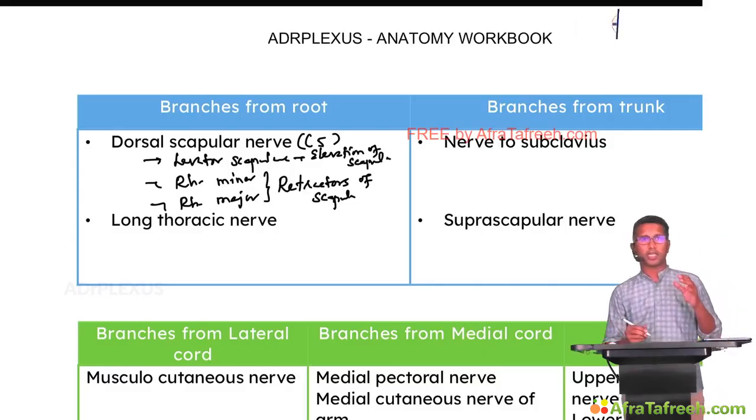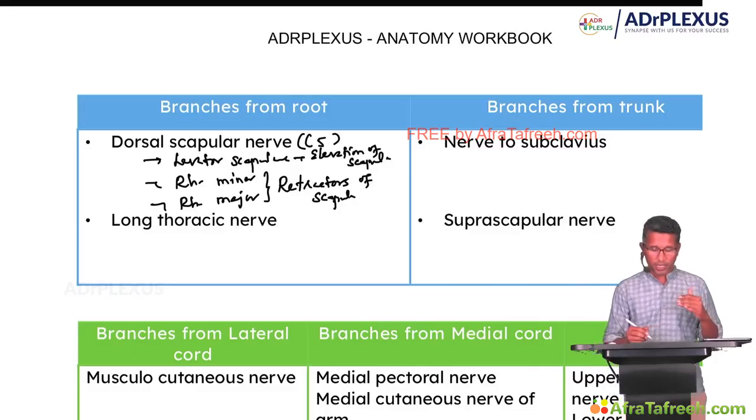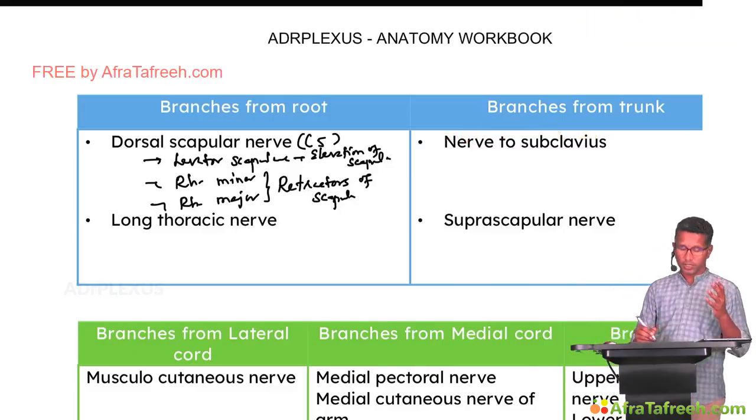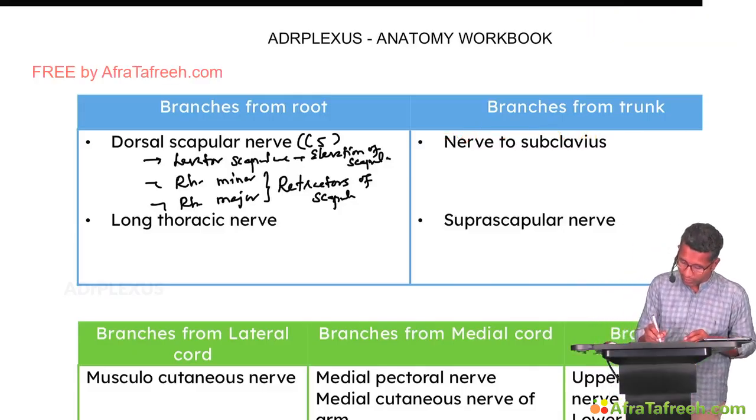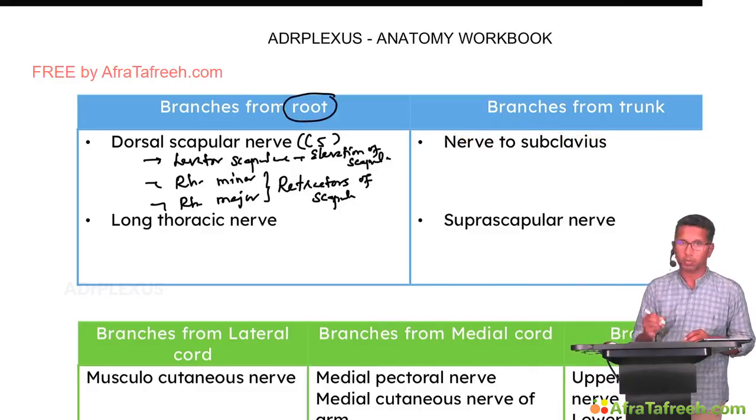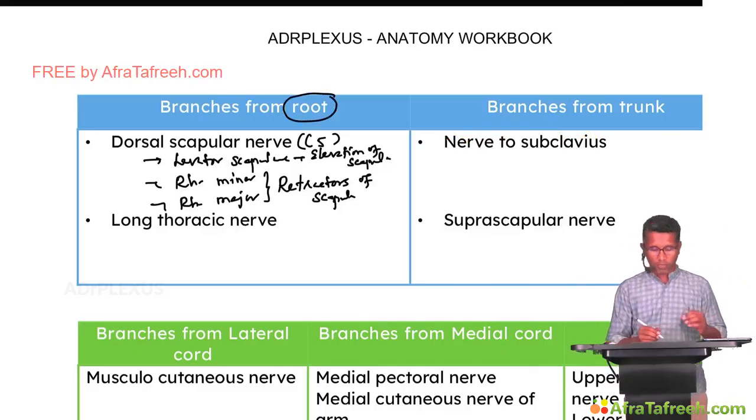Okay, so dorsal scapula now supplies these muscles, and the root value for dorsal scapula is C5. Okay, fine. So where do they arise from? It arises from the roots of the brachial plexus.